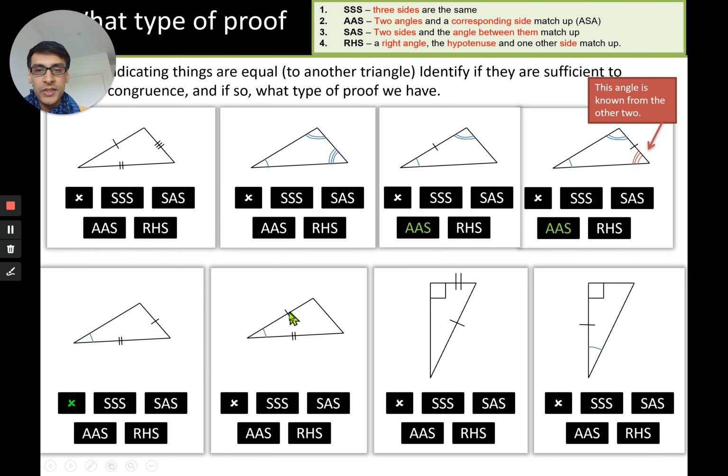Here we have side, angle, side. Yes, that's just SAS. Here we have a right angle triangle. We have the hypotenuse and we have the side, so RHS is going to work. We have a right angle triangle again. We don't have the hypotenuse, so it's not going to be RHS. What else can we work out? Well, we can work out that missing angle because we have two angles here. So essentially this is the same as that question there. It's going to be angle, angle, side.